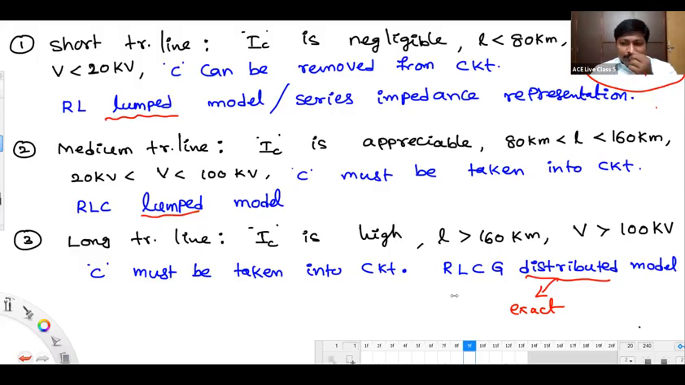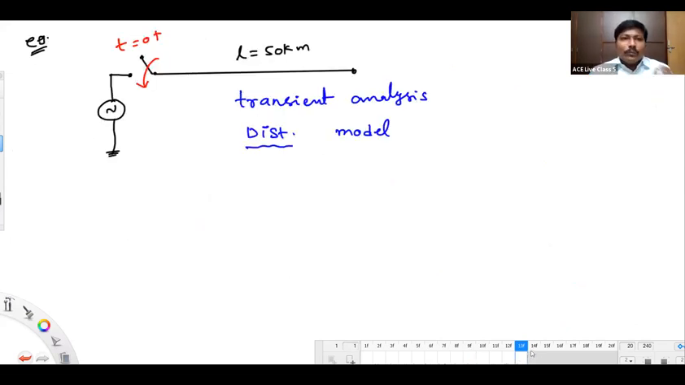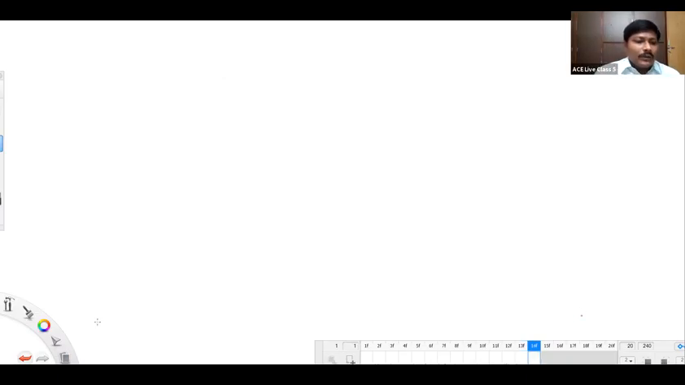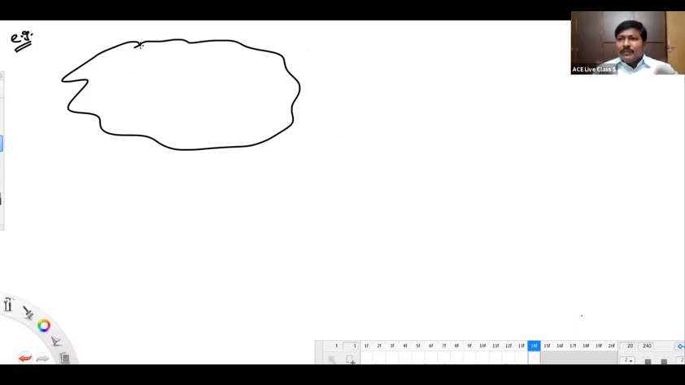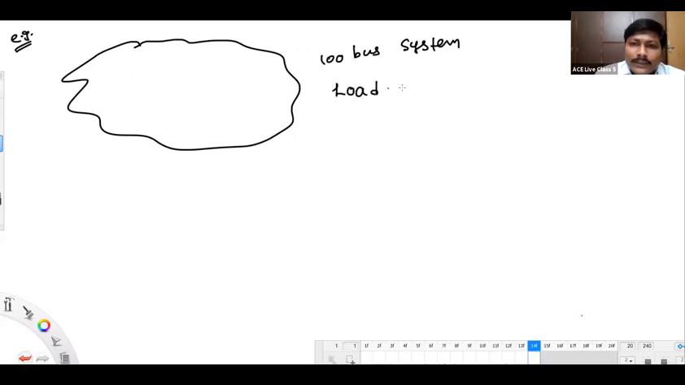Okay. Next thing. Somebody is having a doubt. I will try to clear it. Let's take one more example here. Just listen. Look here. We have a big power system network having a number of buses. Let's say 100 buses. A 100 bus system here. I want to carry out load flow analysis on this.